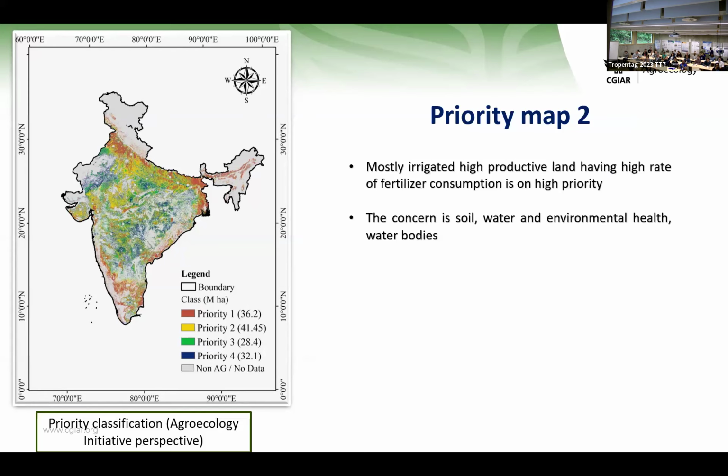We want to reduce the fertilizer consumption from that area to lower consumption. So we have created another map from the initiative perspective, the agroecology initiative where various researchers are working. We tried the region here, the Indo-Gangetic Plain. It's a highly irrigated area. That's where the fertilizer consumption is really high, and we want to convert those into natural farming areas as such.